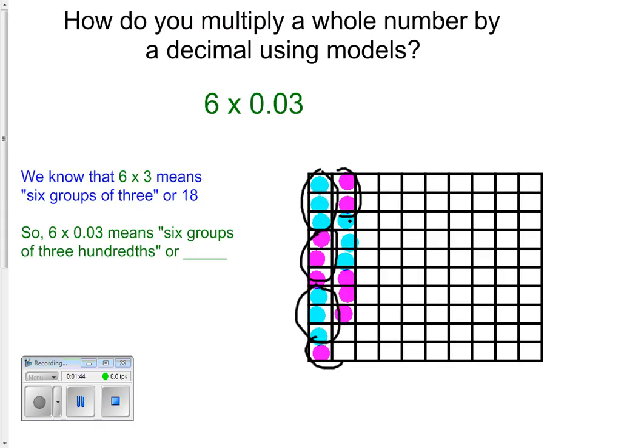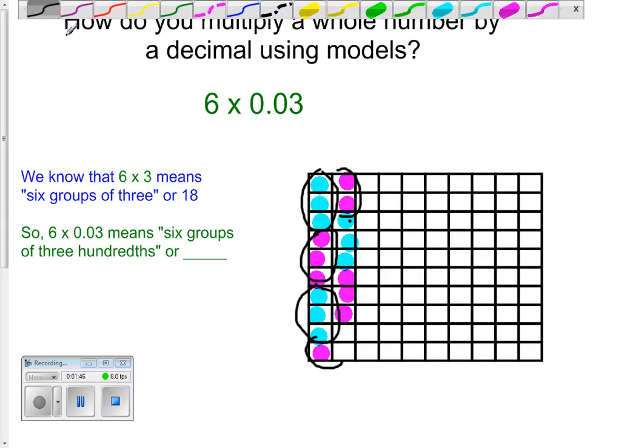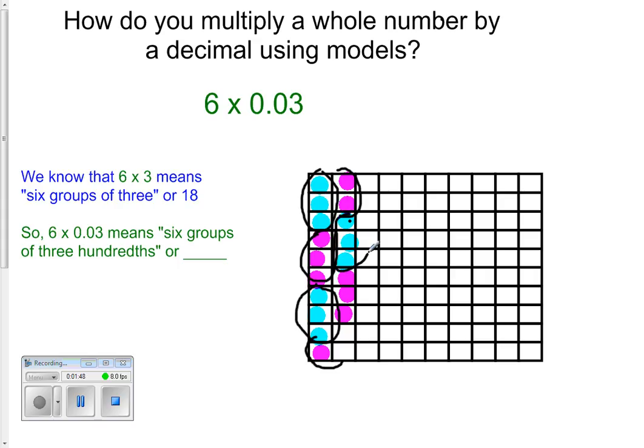So I'm going to make my other group right here. Let me circle it to double check that I have my 6 groups. And now I have 1, 2, 3, 4, 5, 6 groups of 300s. And if I want to see how much that is equal to, or what that product is, I'm going to sit here and count each and every single one of those 300s. And I have 1, 2, 3, 4, 5, 6, 7, 8, 9, 10.